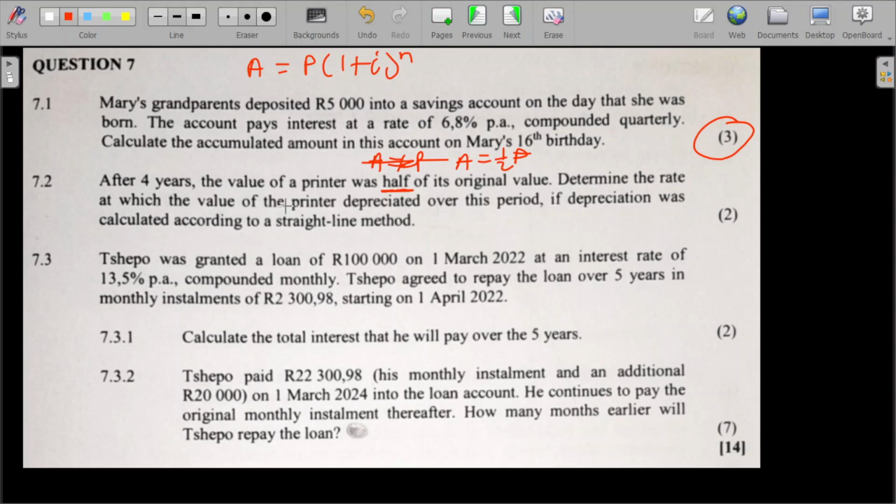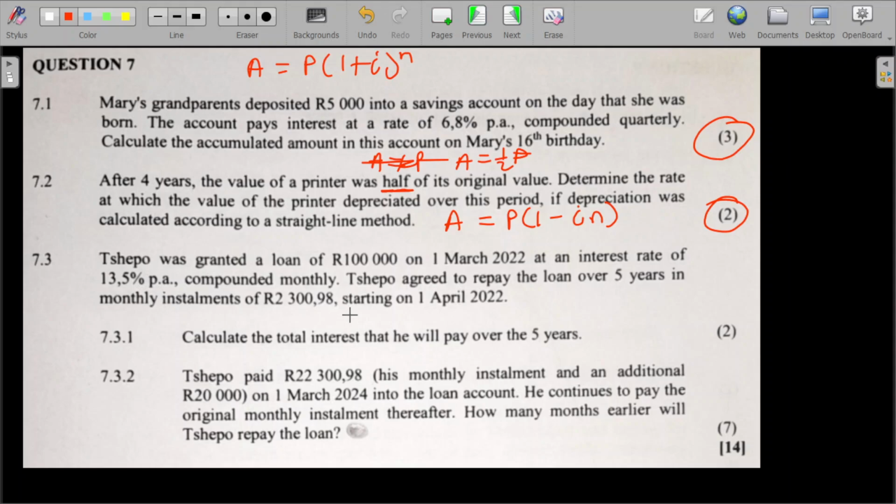Determine the rate at which the value of the printer depreciated over the period, if the depreciation was accumulated in a straight line. So this one is just A = P(1 - i n) with straight line. Here n is 4 years, and we're just looking for i. A is 1 over 2 P, again divided by P, and then P is going to cancel. If you understood the question, most of you will get these 2 marks.